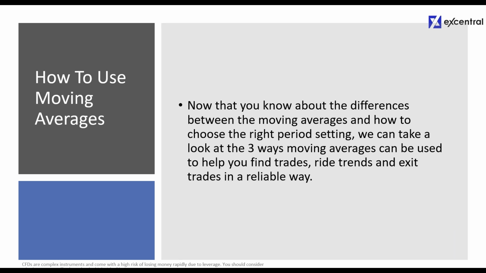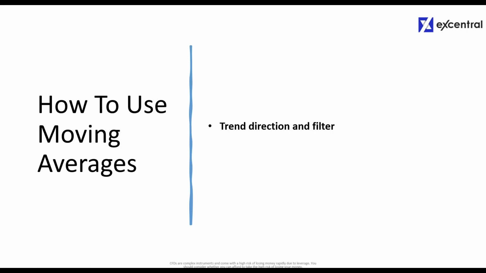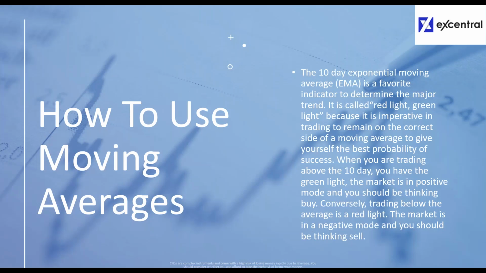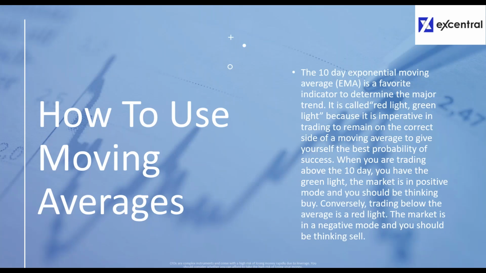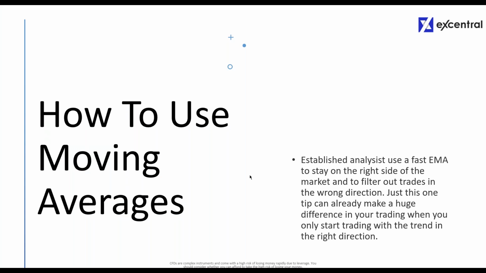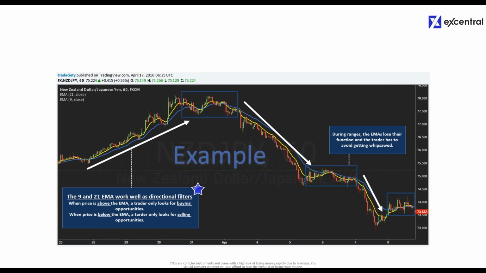Now that you know about the difference between the moving averages and how to choose the right periods, we can take a look at 3 ways a moving average can be used to help determine and find trends. One, we talked about already. It'll help us determine trend direction. By using something like a 10 period moving average and just watching for the red light, green light, it will help us determine the trend and the momentum of that trend.